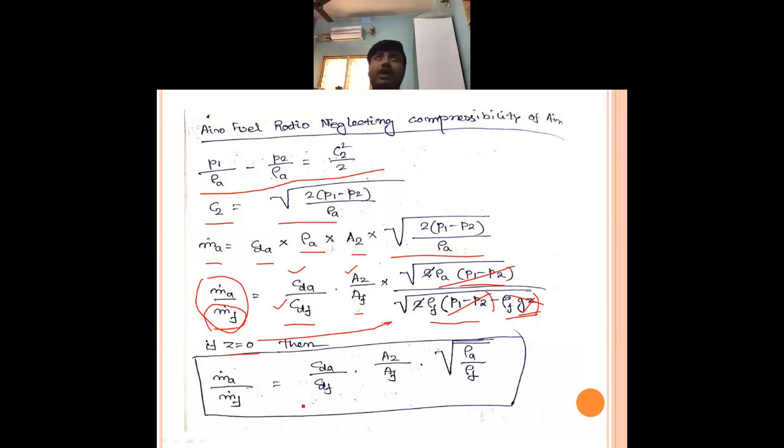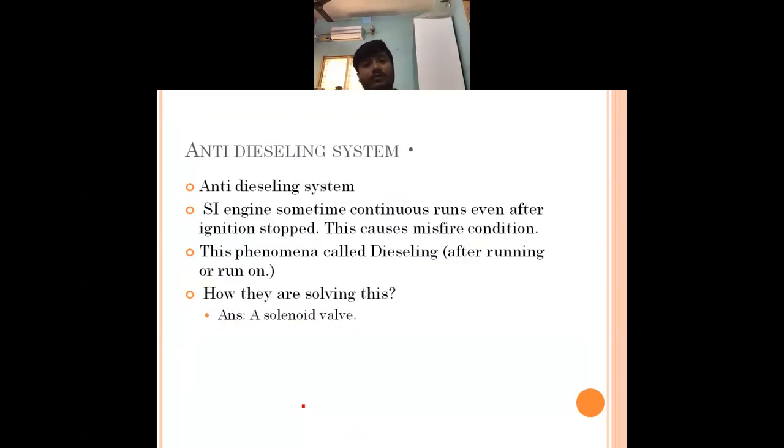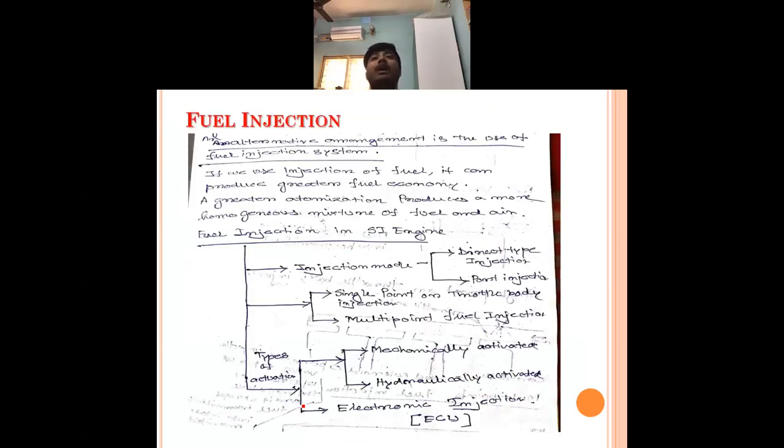Okay, so how to improve the efficiency? To improve the efficiency, we have to go for the injection system. Okay, so if we produce the injection system, it will produce a greater economy. Thus, the atomization produces more homogeneous mixture, and as well as the efficiency of the cycle increases.